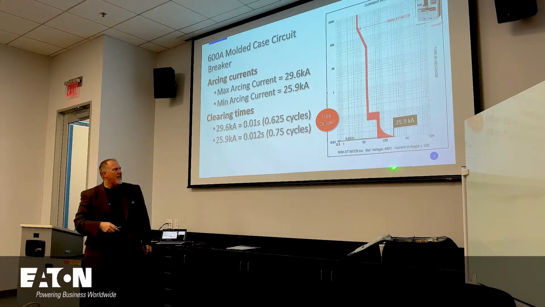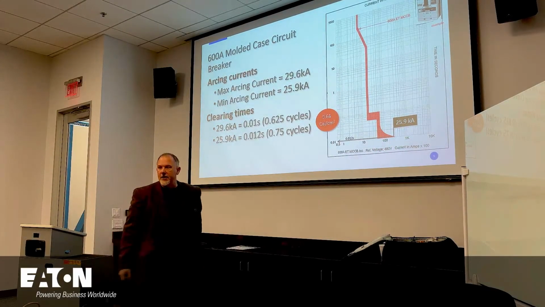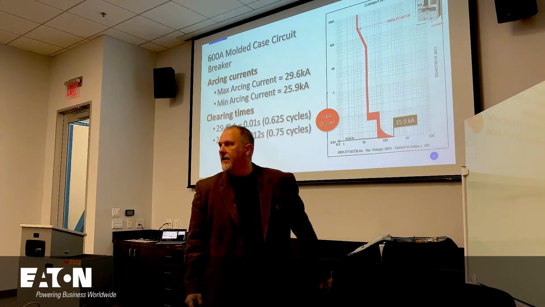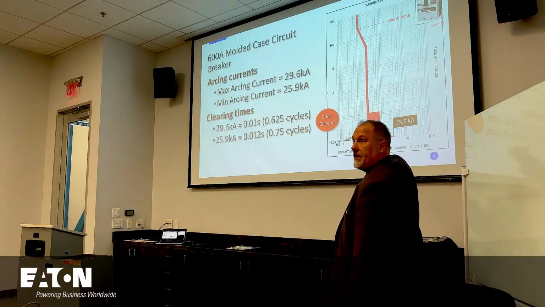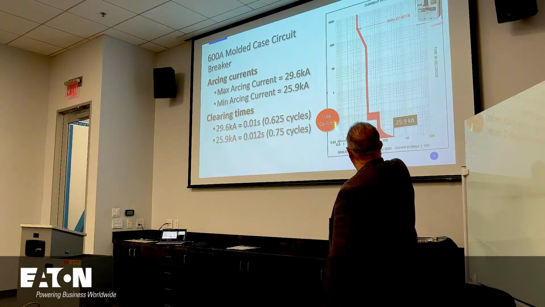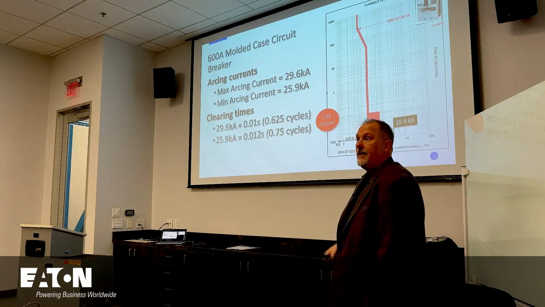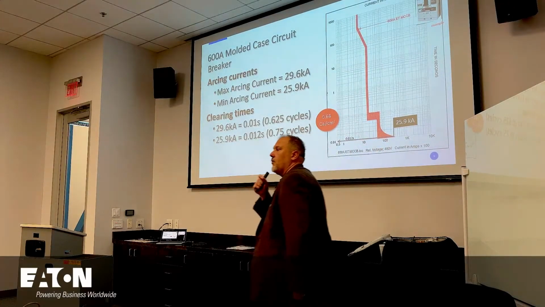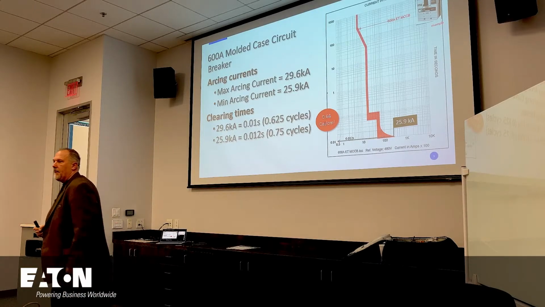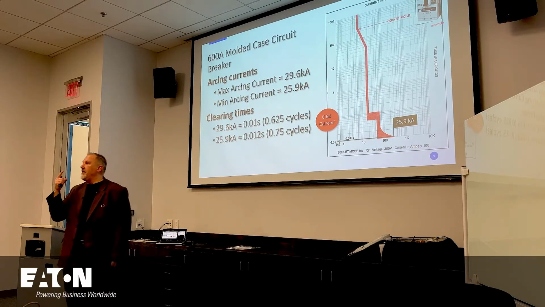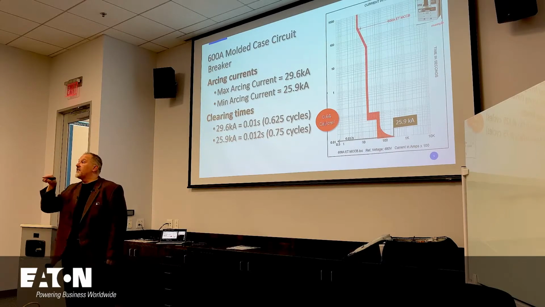25,900 amps is in, it's not quite the current limiting. How do I know if I'm in the current limiting region on a TCC curve? Do you guys know what this is? Do you know how to read a TCC curve? The higher the current, the shorter the clearing time. When I say current limiting, what do I mean by current limiting? What's the clearing time I can expect? What's one cycle? How many seconds is one cycle? 60, 1 over 60.